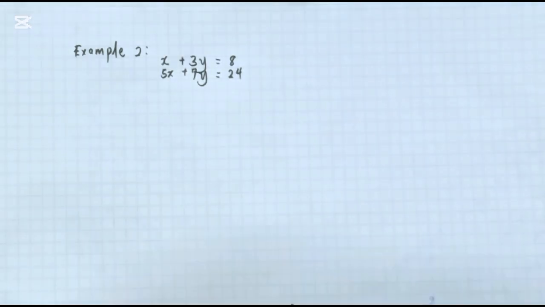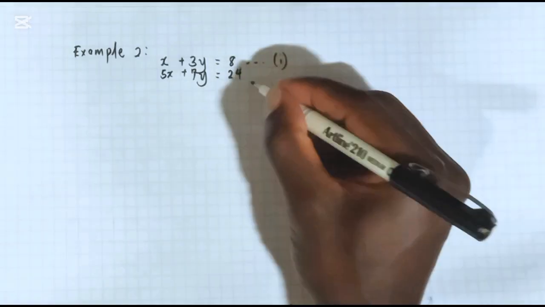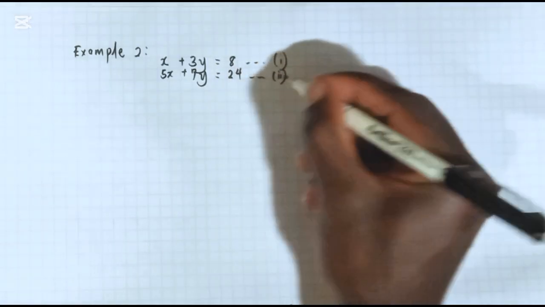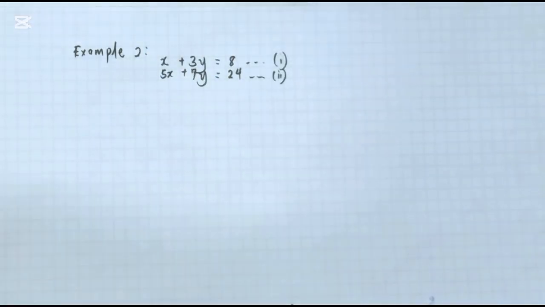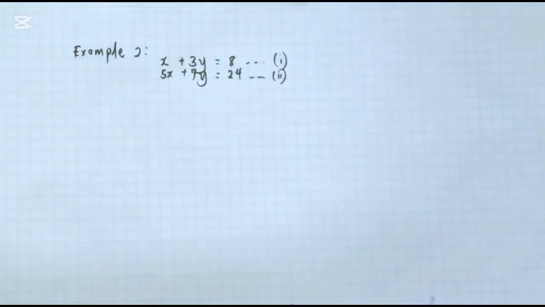Awesome. So in example 2, we are having a simultaneous equation as well. We're having x plus 3y equals 8 as our first equation, and 5x plus 7y equals 24 as our second equation. So that's going to be equation 1, and this here is equation 2. We're going to use the substitution method to solve this problem.